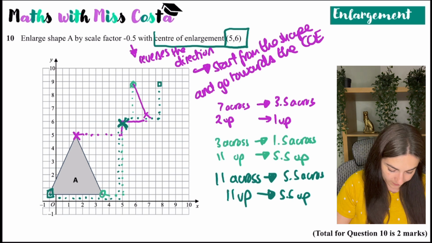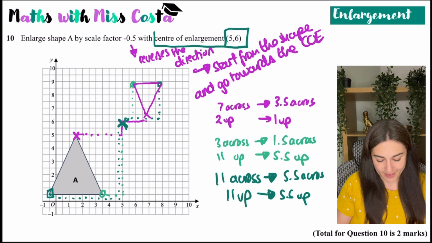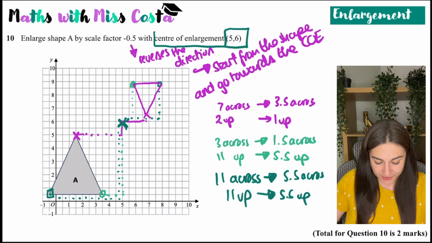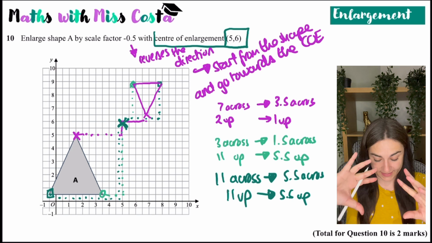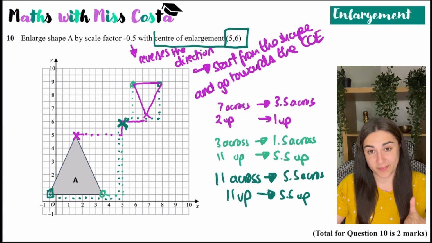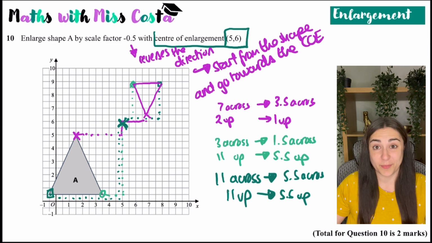And then you just join them together like that. So in the exam, it's not going to be as annoying, hopefully. But essentially, when you have a negative scale factor, it flips the shape on its side. There are other ways that you can do it, which is using the line method, but this is the method that I prefer.